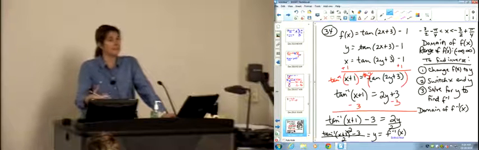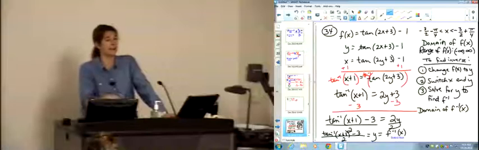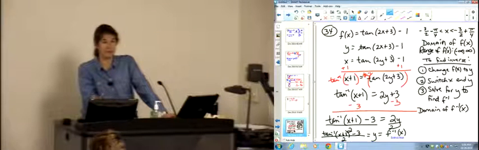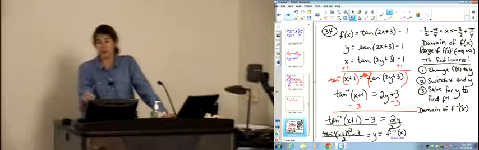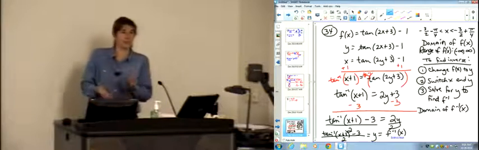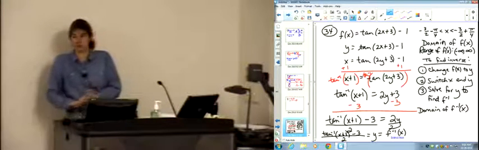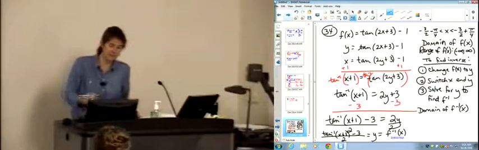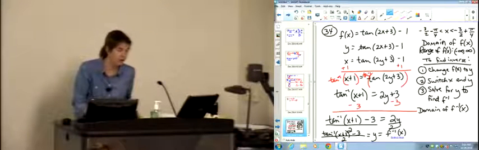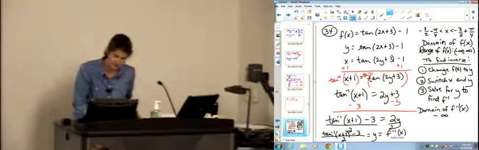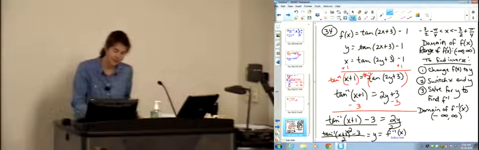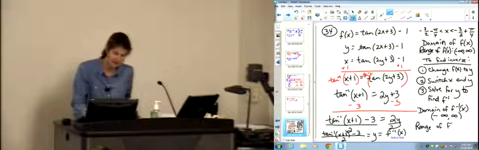The domain of the inverse is the same as the range of the function. Remember, that was one of the properties of the inverse functions. The domains and ranges switch for a function and its inverse. So the domain of the inverse will be the same as the range of the function. So we just said the range will be negative infinity to positive infinity. And the range of the inverse will be the same as the domain of the function.